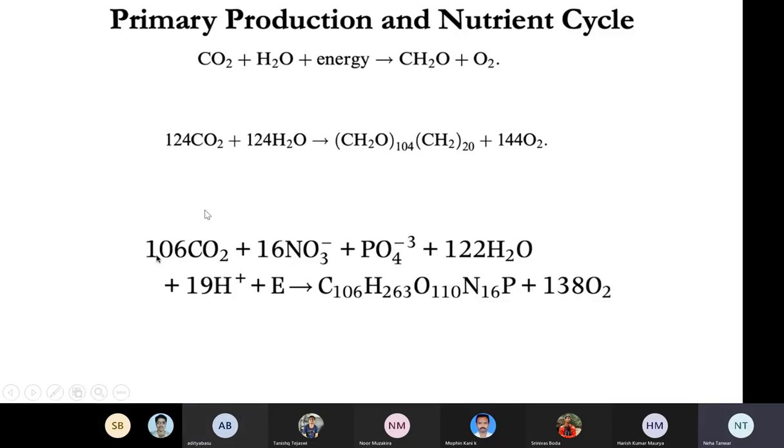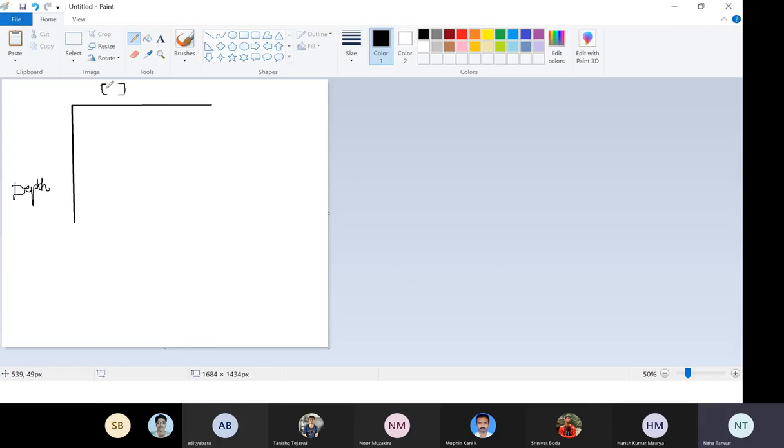For photosynthesis, you need CO2 that you get from the atmosphere. It dissolves in water and dissociates, and you get a bicarbonate ion. Where do you get the nitrate in seawater? It's actually in seawater, and the phosphate is also in the seawater. Now we are going to look at the nitrate profile with depth.